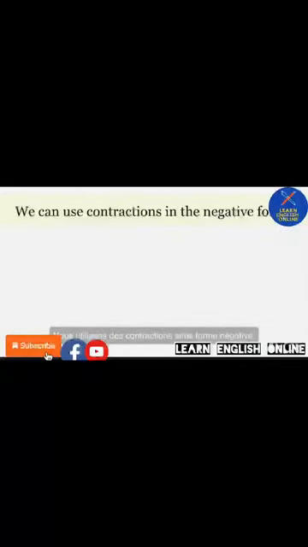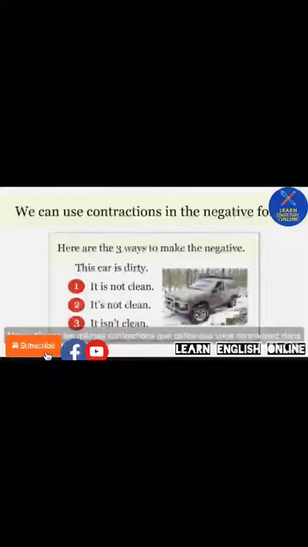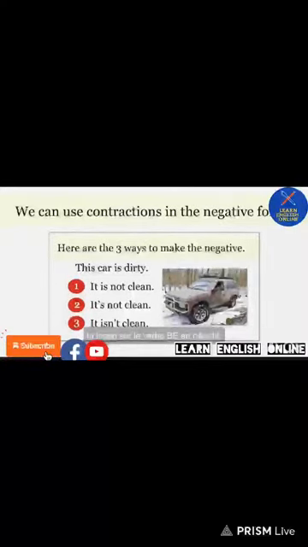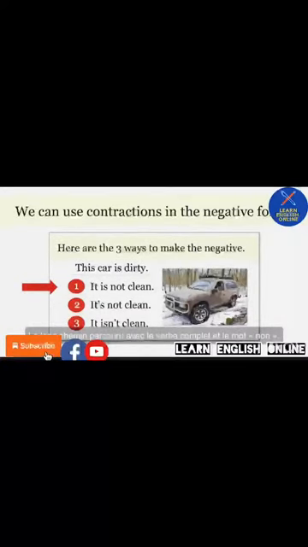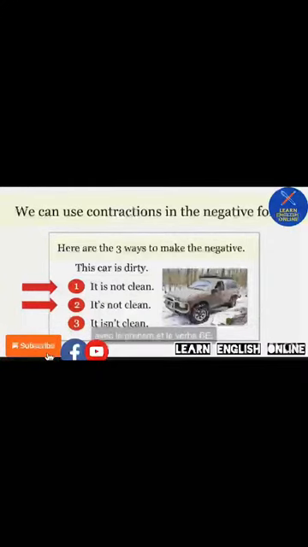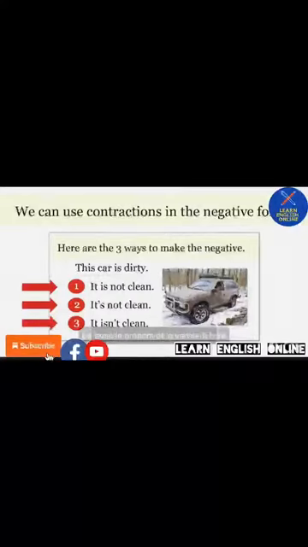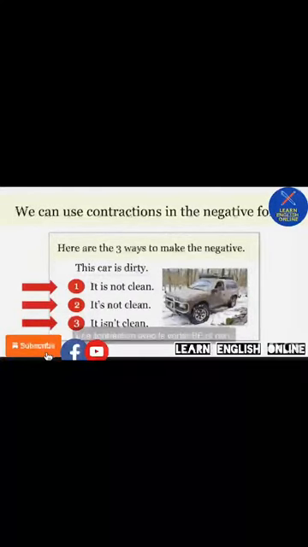We use contractions in the negative form. We use the same contractions you know from the lesson about the be verb in the negative. Remember, there are three ways. The long way, with the full verb and the word not. The second way, make a contraction with the pronoun and the be verb. And the third way, make a contraction with the be verb and not.